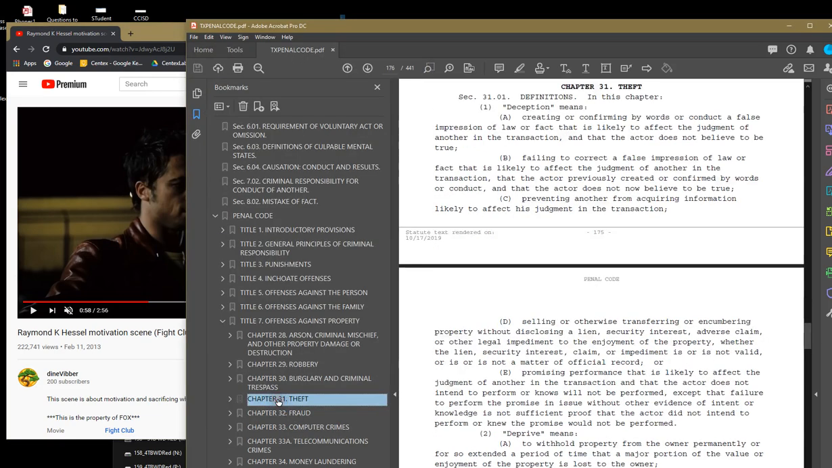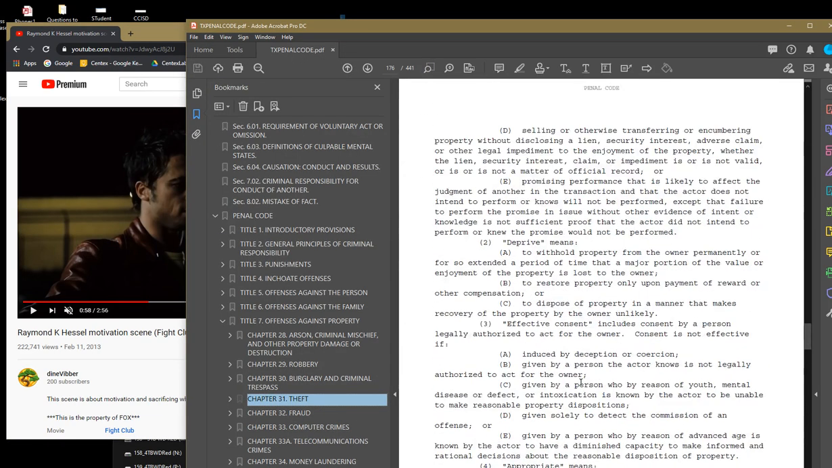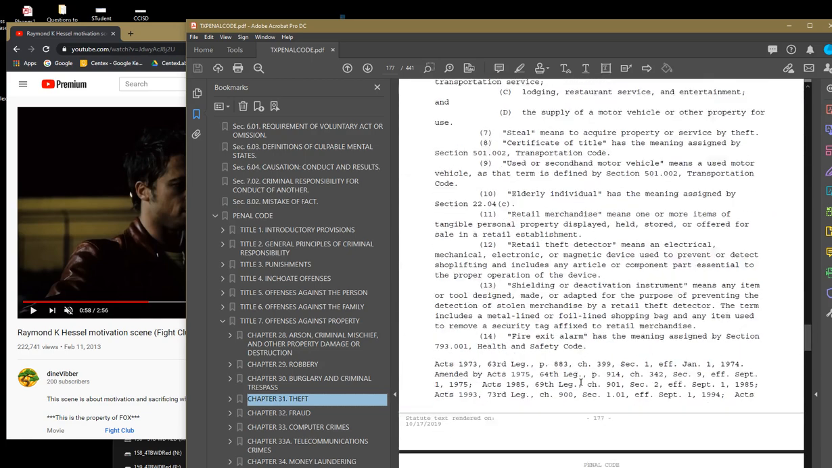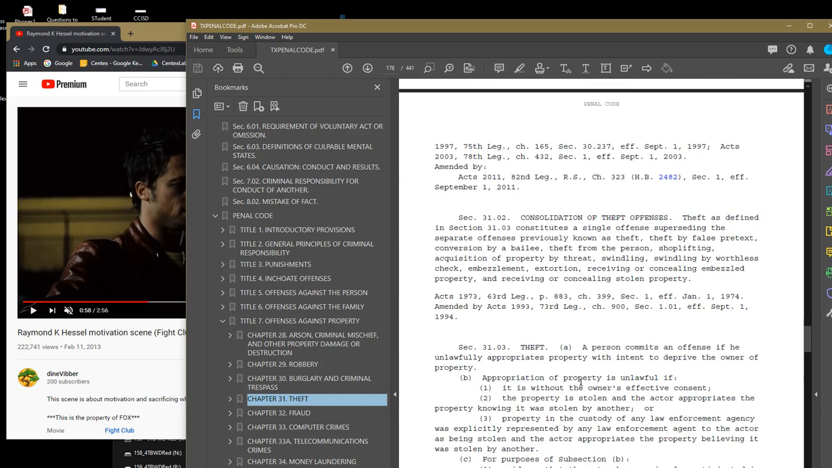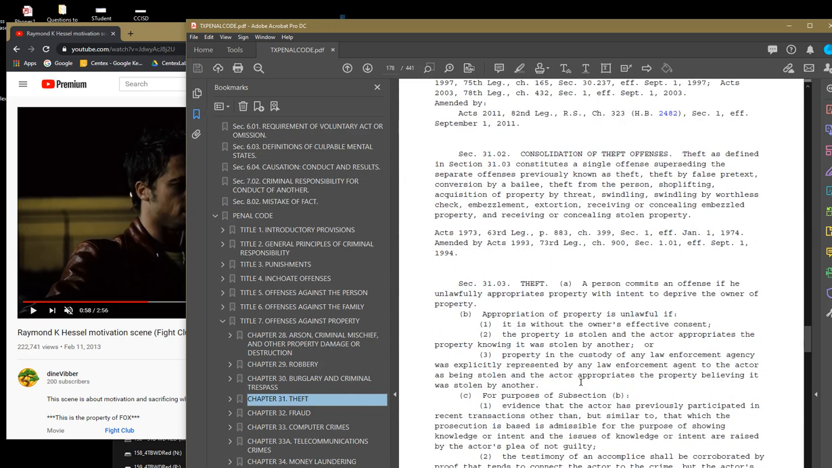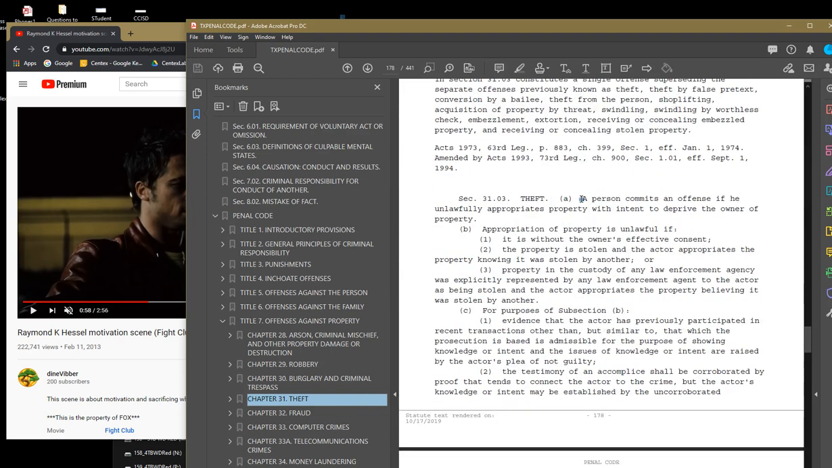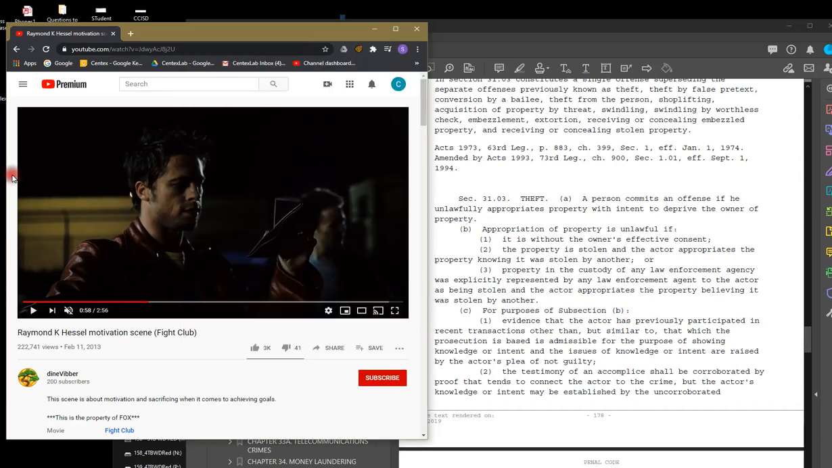So we can look at theft down here under Chapter 31, and it is quite a long definition because it has so many different things involved. But a theft under Chapter 31: a person commits an offense if he unlawfully appropriates property with intent to deprive the owner of the property. Did Brad Pitt do that? Yes, he did. He took Raymond Hessel's driver's license and he didn't give it back. Told him he was keeping it. Did it without his consent. So he's committed a theft.